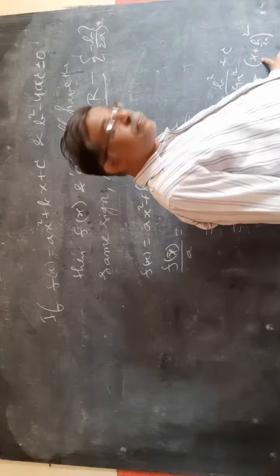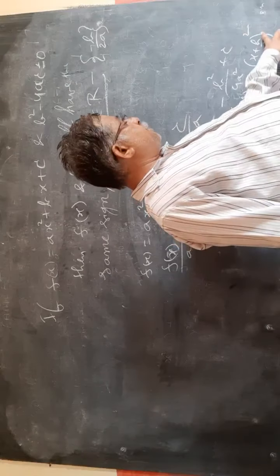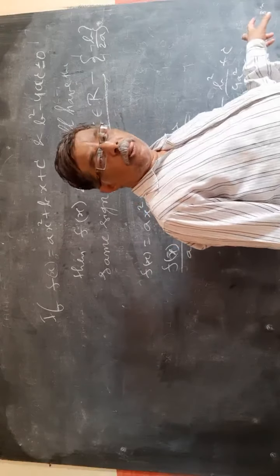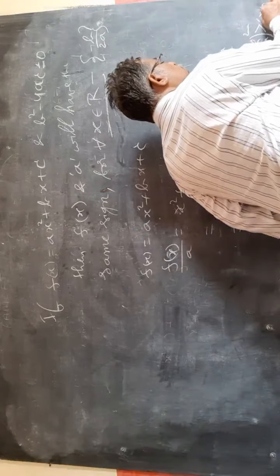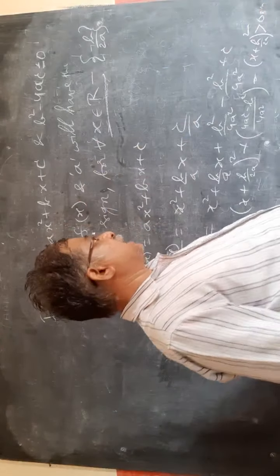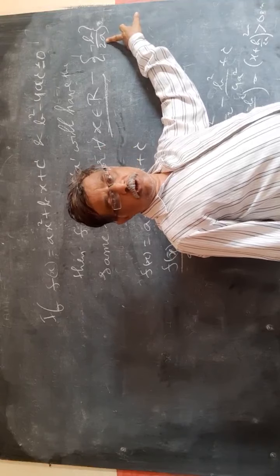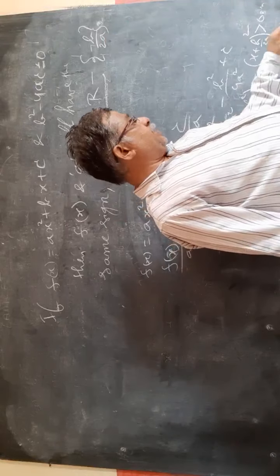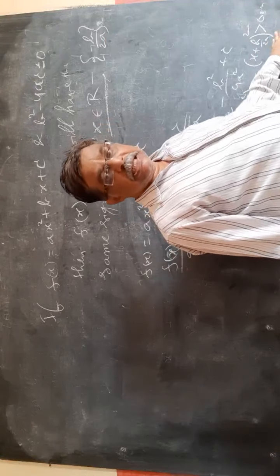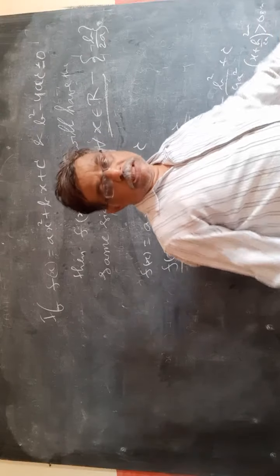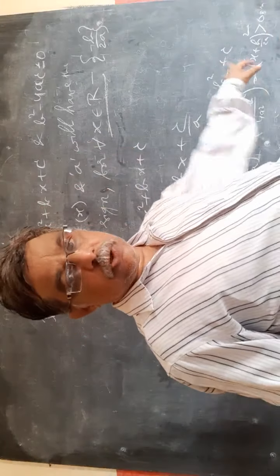If x is minus b by 2a, then minus b by 2a plus b by 2a becomes 0. So this is greater than 0 only if x not equal to minus b by 2a. Only if x not equal to minus b by 2a, in all the remaining cases, this value is greater than 0.